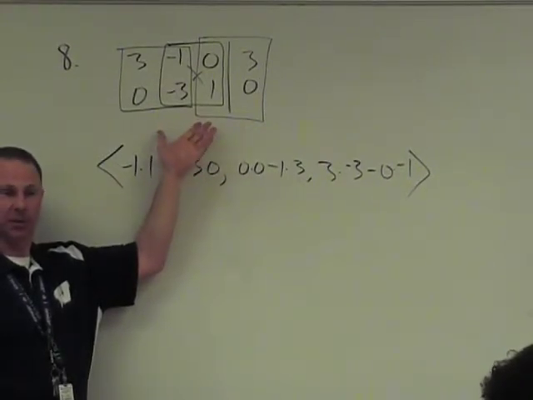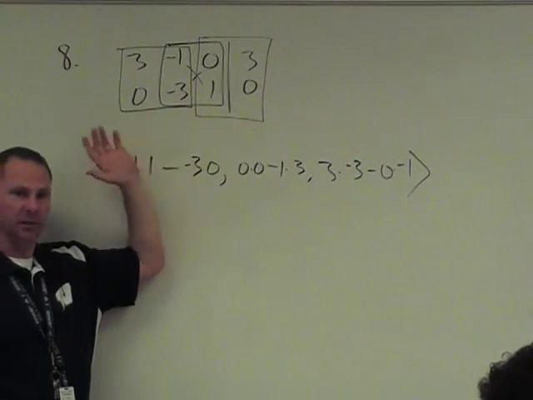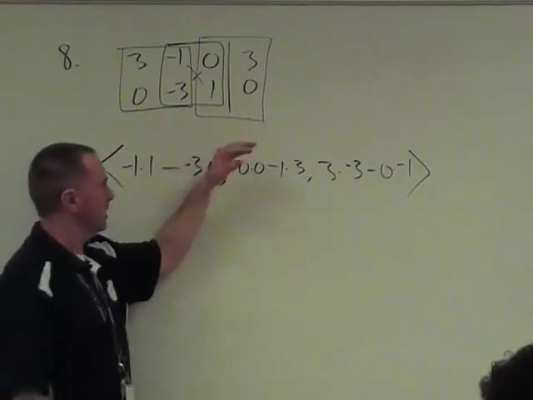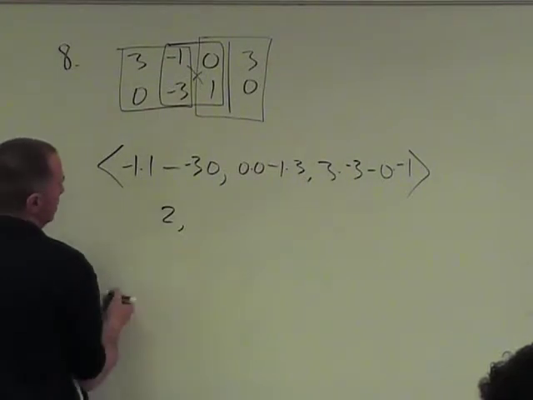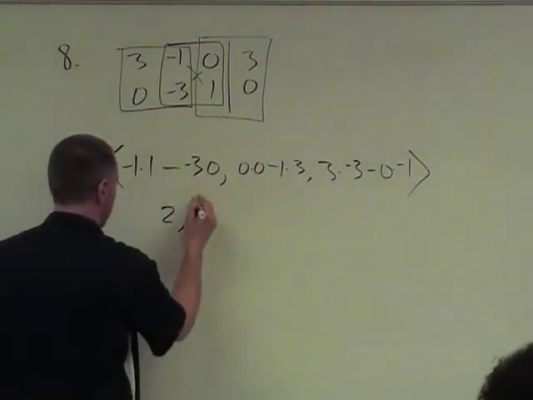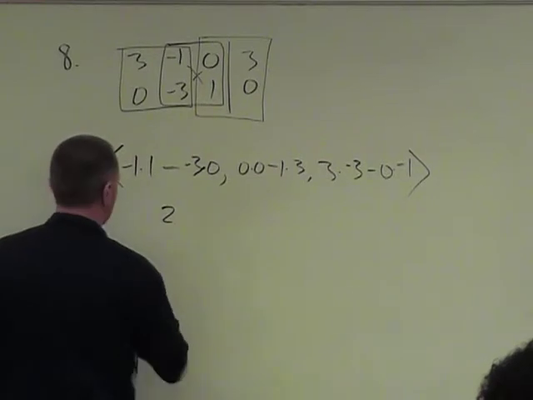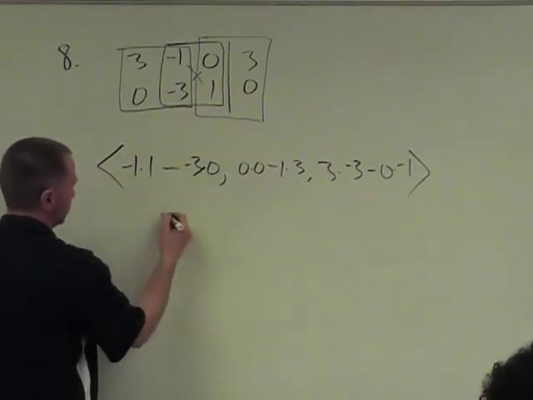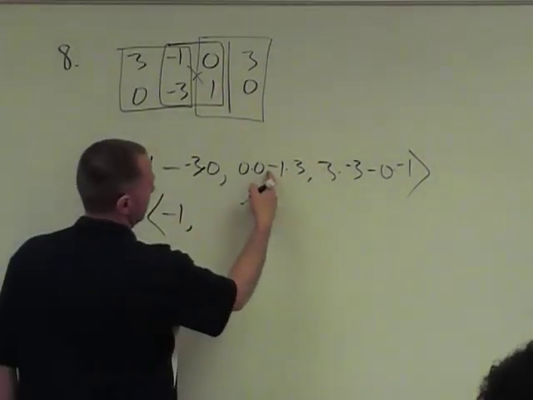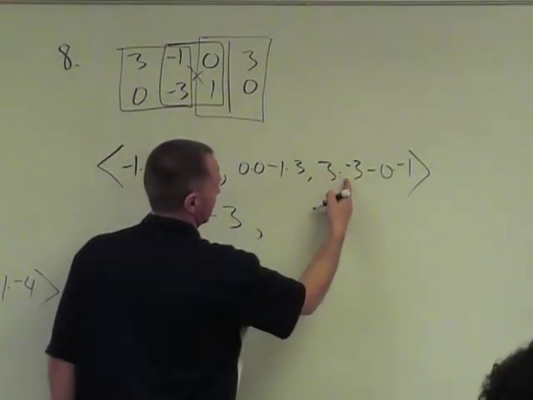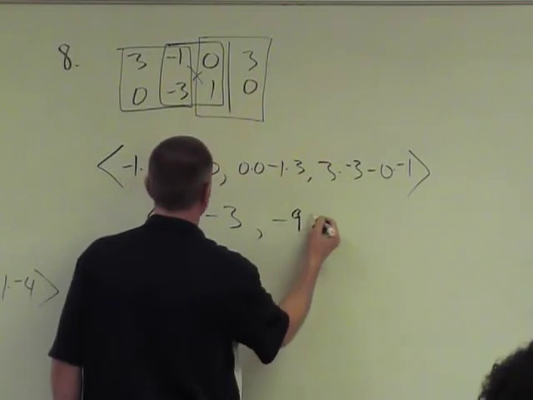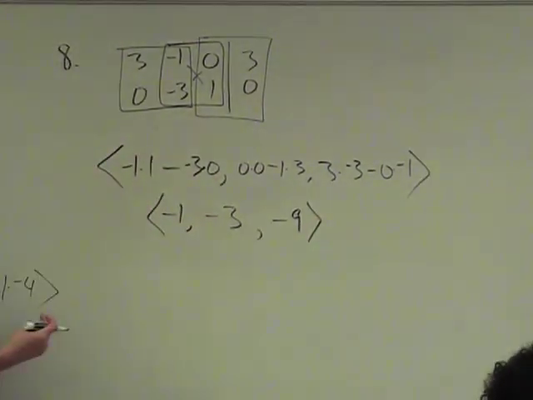Okay, the only reason I picked up on this is because I've already gone through chapter 10 and done tons of this stuff. Okay, so this is -1 plus 3 is 2. No, plus 0, that's 0, sorry. That's just -1. 0 minus 3 is -3. -9 minus 0 is -9. And that would be your vector.